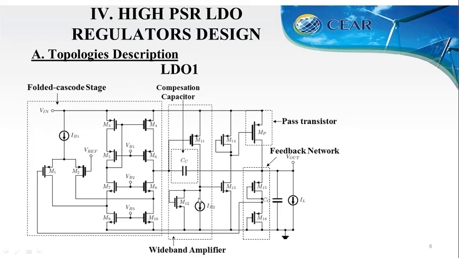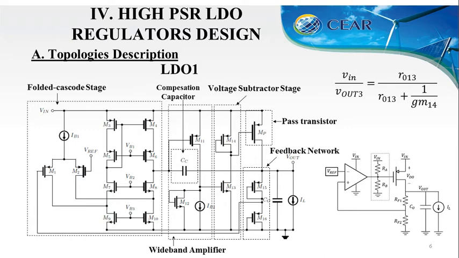This is done by the low impedance of M12. The third stage of the error amplifier is formed by transistors M13 and M14. It's the voltage subtracting stage responsible for providing the PSR of the error amplifier equals 1.